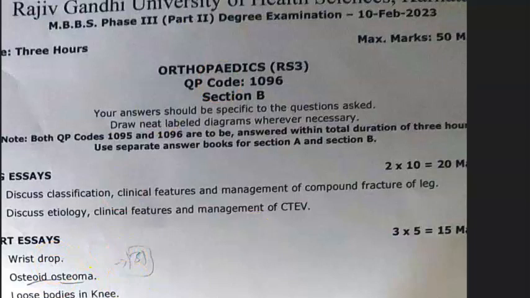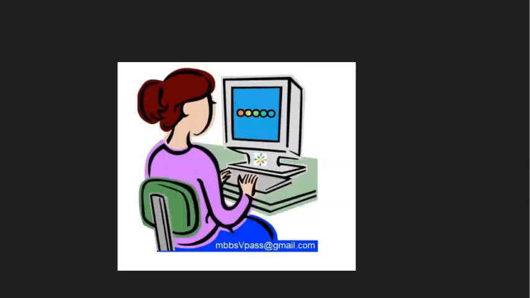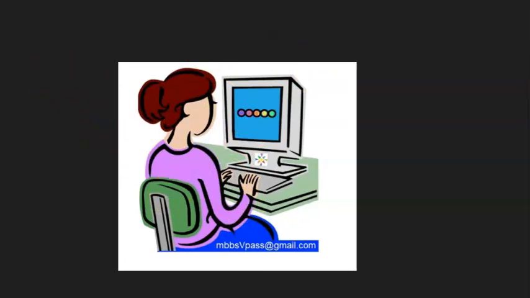That is 5 markers. 5 markers, they are asking wrist drop. Let us look at wrist drop first. Main thing you should know, wrist drop means what? The wrist has dropped. Yes. So which nerve has been affected? Yes, the radial nerve. Okay, this much if you know, that the radial nerve has been affected. That's why there is a wrist drop.